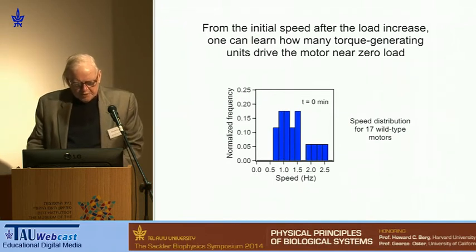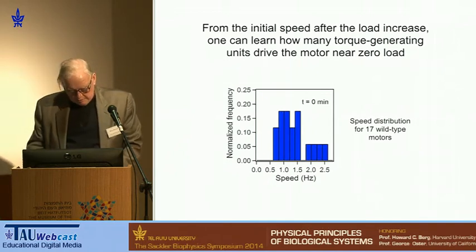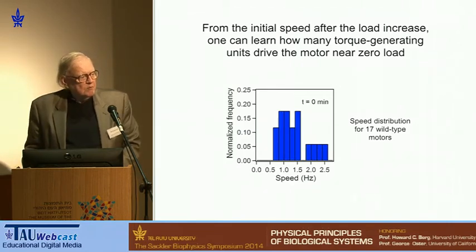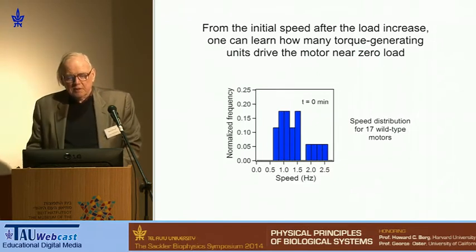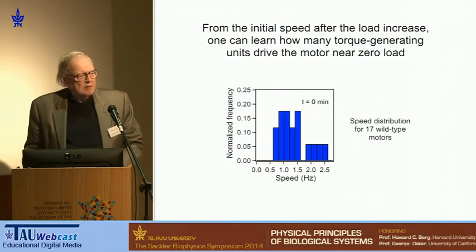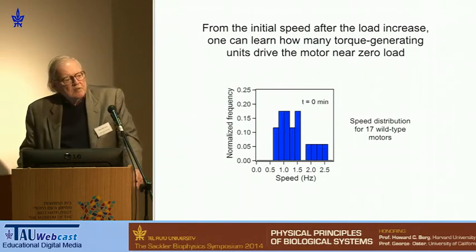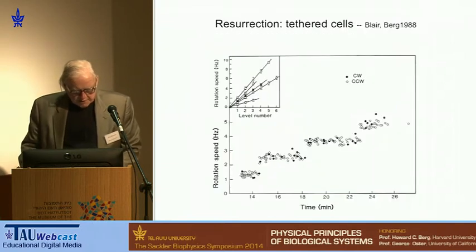And now from the initial speed, when you do this, you can figure out how many torque generators must be driving the motor when the load is very low, and that turns out to be usually 1, sometimes 2. So the number of pistons goes up from 1 to maybe 10 or 11 in response to an enormous change in load. So this machine is very adaptable. I don't know of any motor proteins that do this. I mean, muscle can add more sarcomeres, but that's a different kind of process. So it's a very interesting, very dynamic machine.